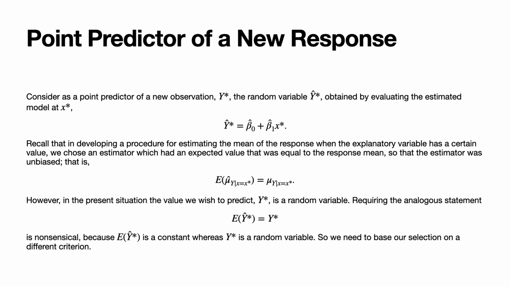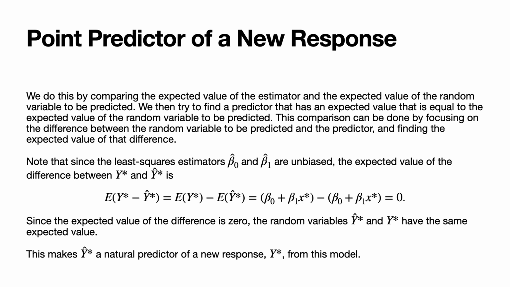So we need to base our selection on a slightly different criterion. We do this by comparing the expected value of the estimator and the expected value of the random variable to be predicted. We then try to find a predictor that has an expected value that is equal to the expected value of the random variable to be predicted.